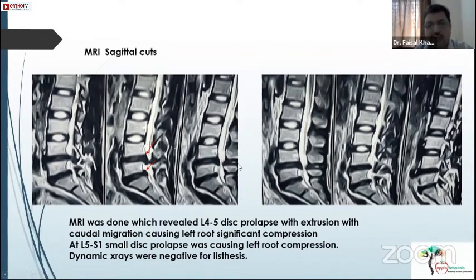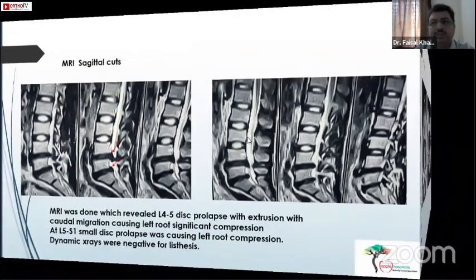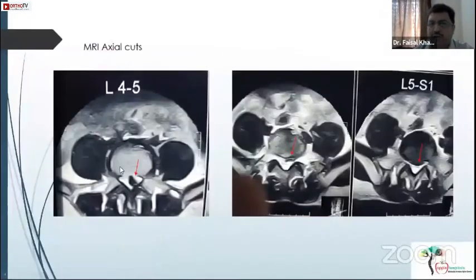These are the sagittal cuts. These are the axial cuts of L4-5, showing a large extruded and caudally migrated disc causing significant compression of the left root. And these are the L5-S1 images, showing a small disc causing compression on the left-sided nerve roots.